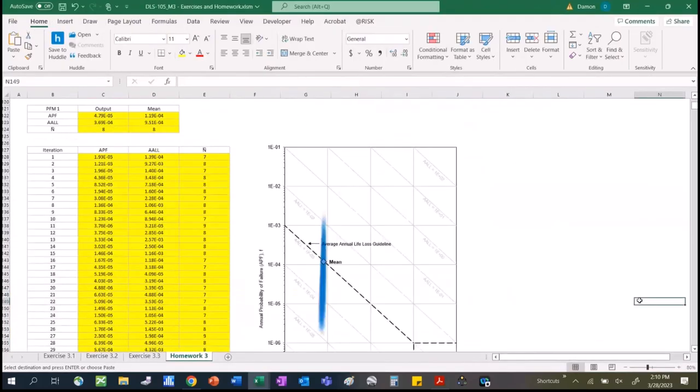Any other questions related to the homework? So in this particular example, obviously, we have an average annual life loss guideline that we consider. This one plots right on it. So this one's borderline, maybe looks like it's ever so slightly below. We've got a decent amount of uncertainty scatter. I think during the office hours somebody asked if the scatter was this big just because it was an example. Sometimes it's smaller than this, sometimes it's a lot larger. It really just depends on your inputs and what's really driving your risk.